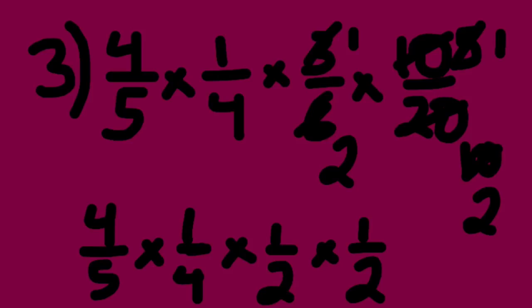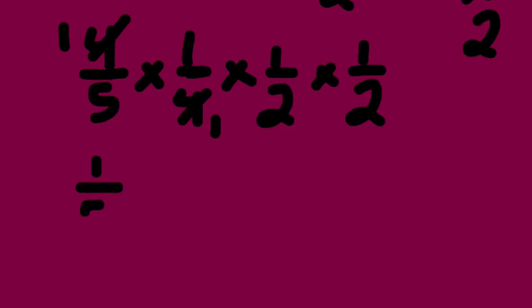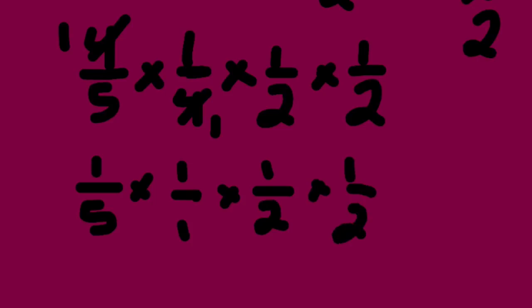So, for example, if I look at 4 over 5 and 1 over 4, 4 over 5 times 1 over 4, that can cancel because the 4 is in the numerator and there's another 4 in the denominator. Even though it's in a different fraction, it's still the same thing. So the 4 and 4 can cancel, so 4 divided by 4 is 1, and 4 divided by 4 is 1. So I get 1 over 5 times 1 over 1 times 1 half times 1 half.